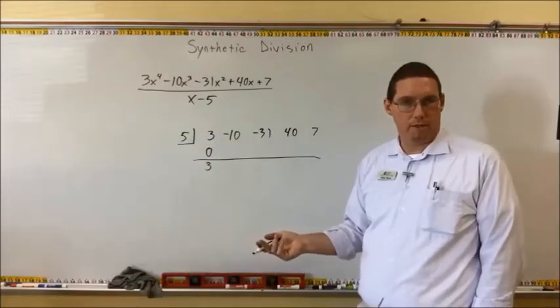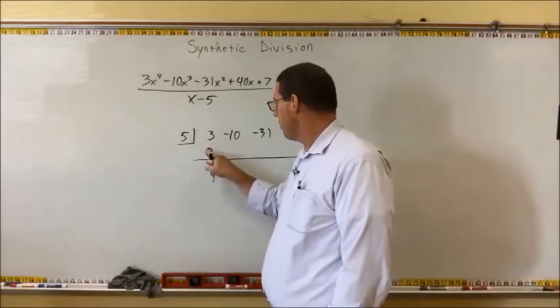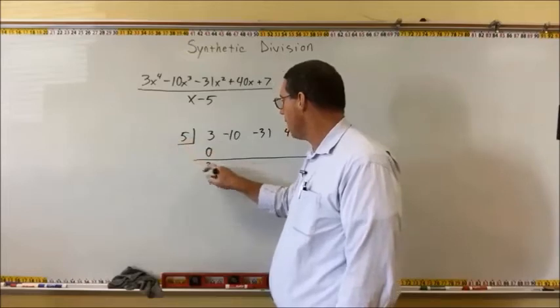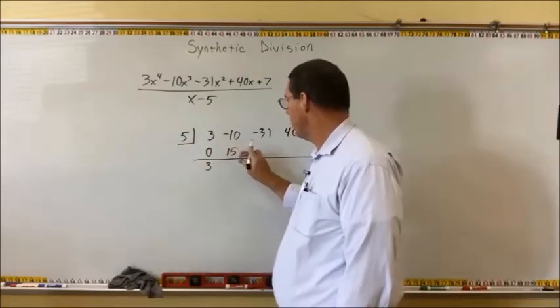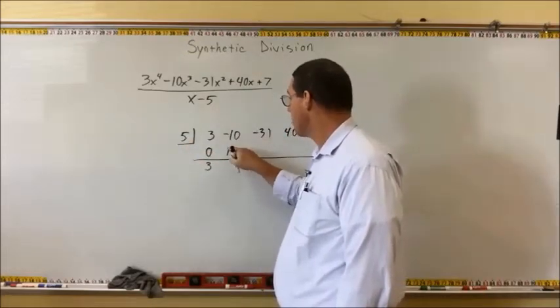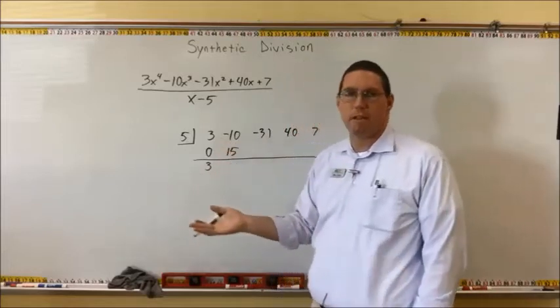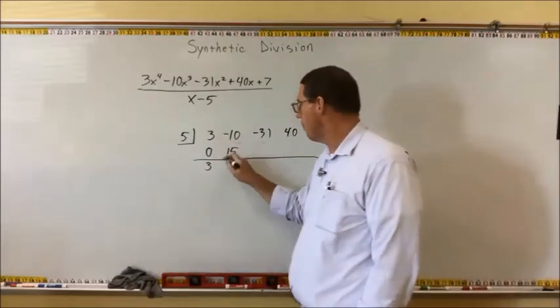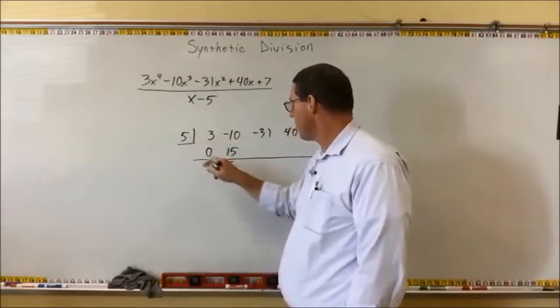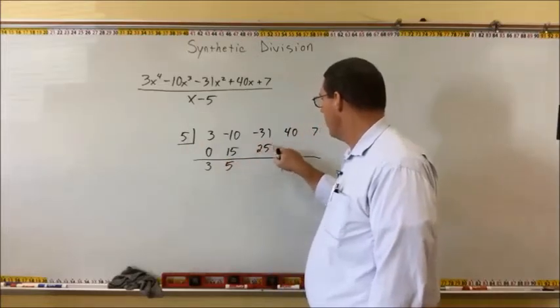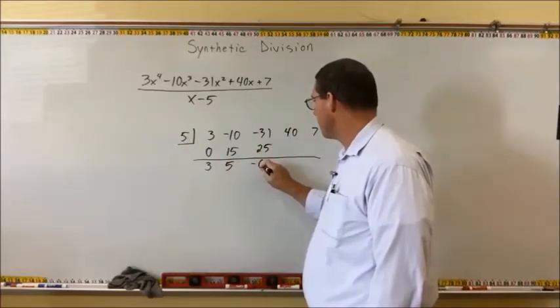If that's how you want to do it, that's great. Okay? So now, 3 plus 0 is 3. 3 times 5 is 15. I'm going to put that over here. 15, it's 15 minus 10, or 15 plus negative 10. That's the same thing. Gives you 5. Then 5 times 5 is 25. Minus 31 is negative 6.